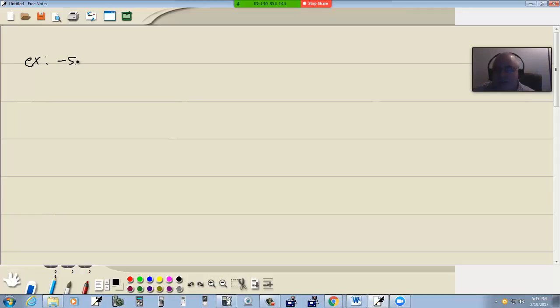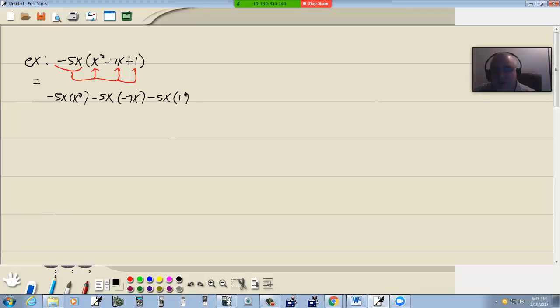Let's say we have negative 5x times x squared minus 7x plus 1. Notice that we have a single term out in front. So we're going to take that negative 5x, and we're going to multiply it times each term inside. So I'm going to have negative 5x times x squared. We'll have the negative 5x times negative 7x, and we'll have the negative 5x times 1. So we're going to follow the lines to see what to multiply together. This is the distributive property.